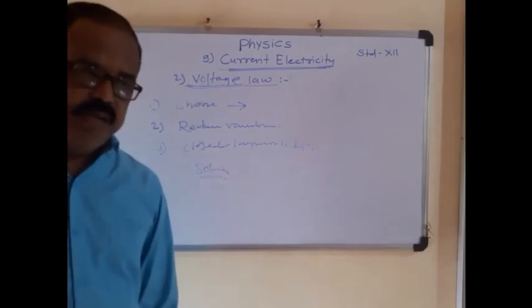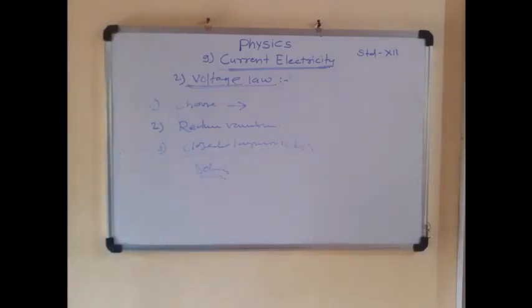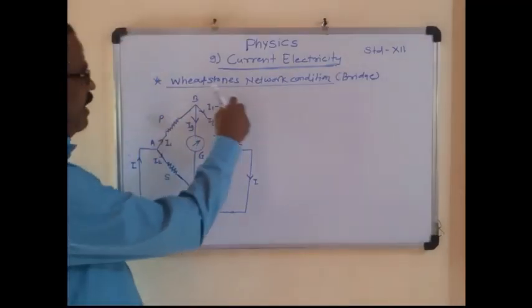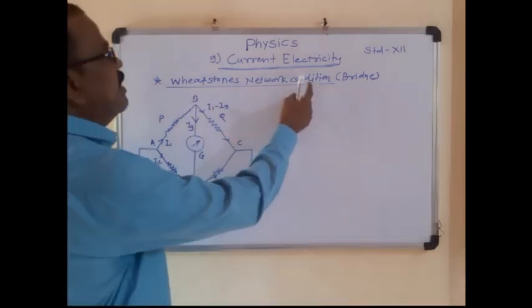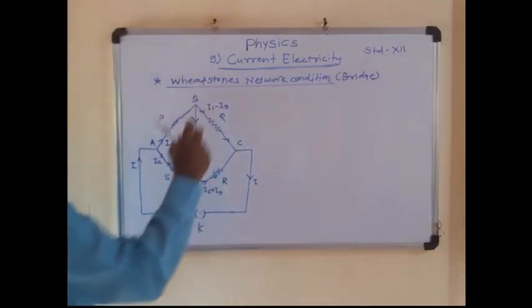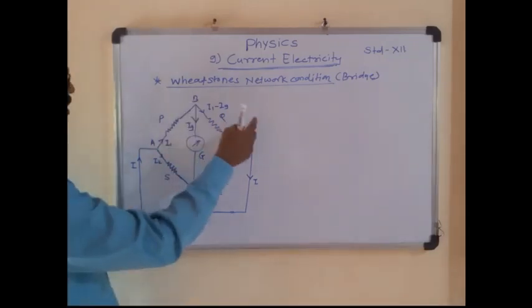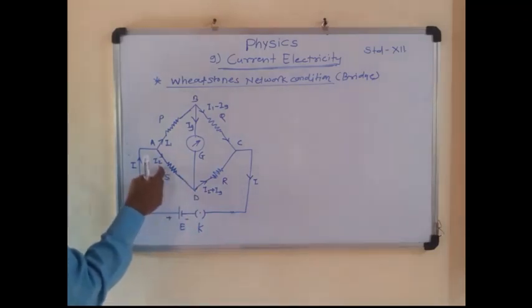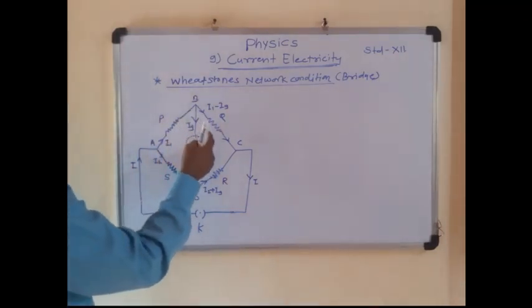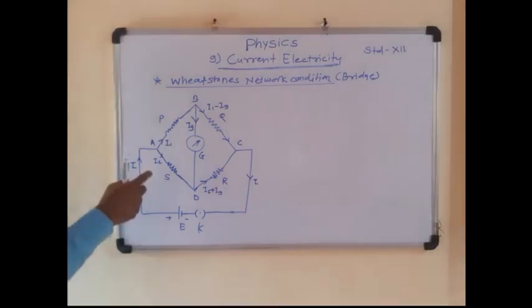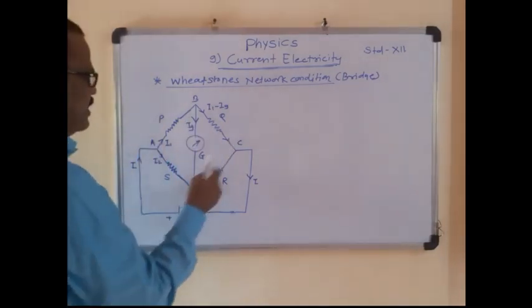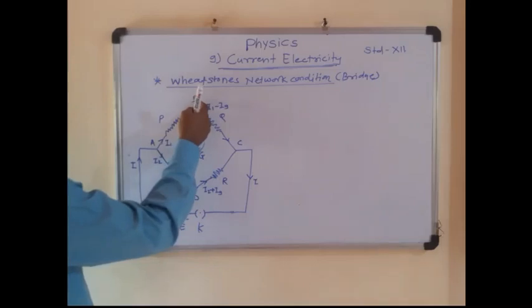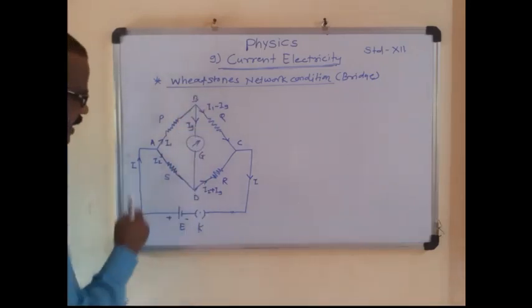Then we have to explain the meter bridge or Wheatstone's bridge. This is the diagram for the Wheatstone's network condition, or Wheatstone's bridge. This Wheatstone's bridge consists of 4 resistances P, Q, R and S. These resistances are connected in such a way that they form the quadrilateral ABCD. A galvanometer is connected between the points B and D.